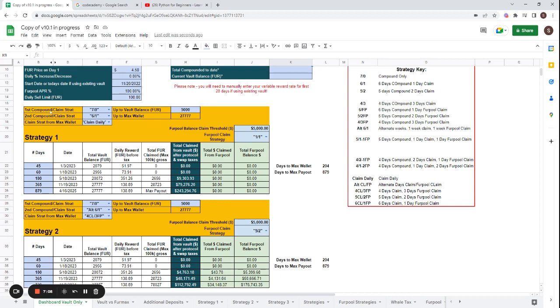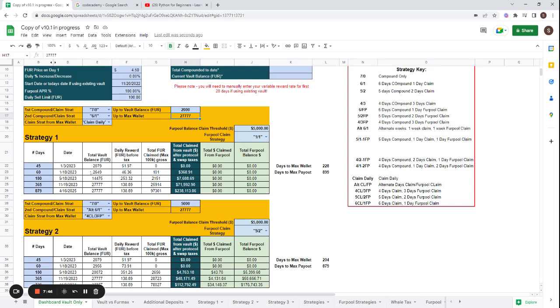So this first compound claim strat is the strategy you start out with until you reach this balance. So if you want to just go straight to max wallet, just put 27,777 in here. Maybe you want to start a different strategy once you hit 2,000 fur, just pop that in there. And that then triggers this second strategy. So here you would be doing 6-1 rather than compounding daily, and you do that up to max wallet. And then from max wallet, you go to claim daily, for example.